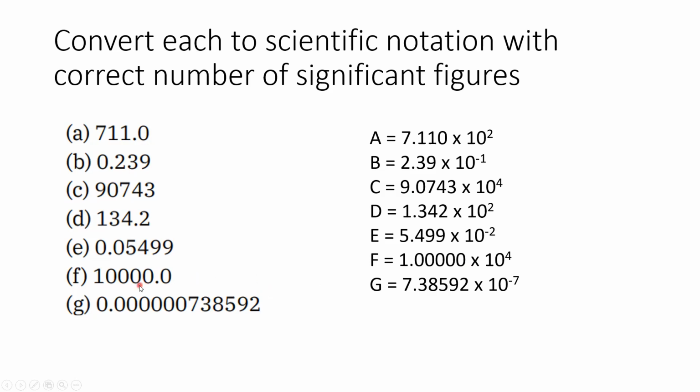I should point out, for letter F, for instance, let's say we didn't have that 0.0, we just had 10,000, then the scientific notation would just be 1 times 10 to the 4th. So really just 10 to the 4th in that case. But because we have that 0.0, that's why we have to include all of those zeros in the scientific notation.